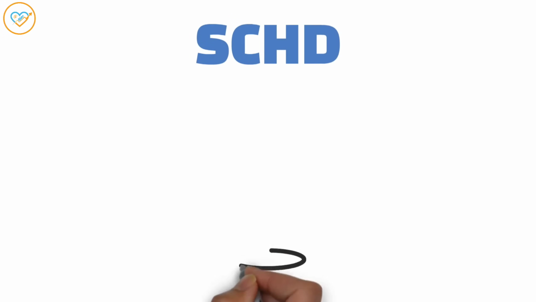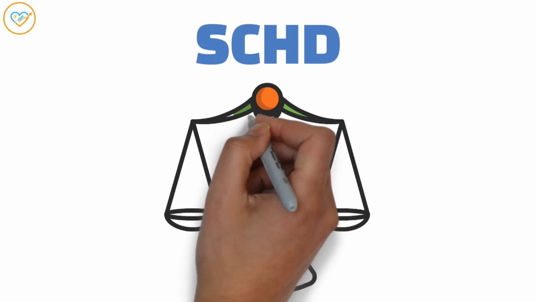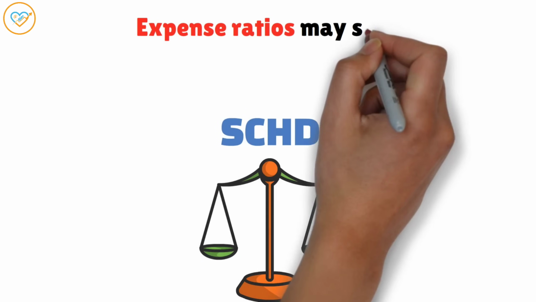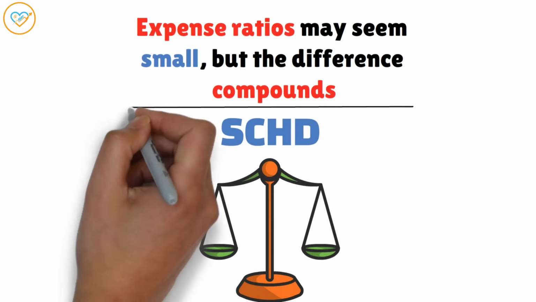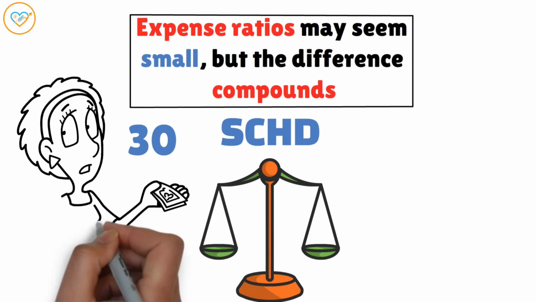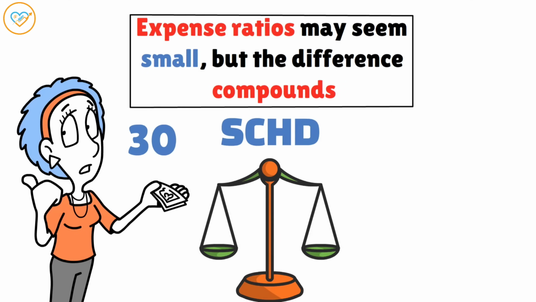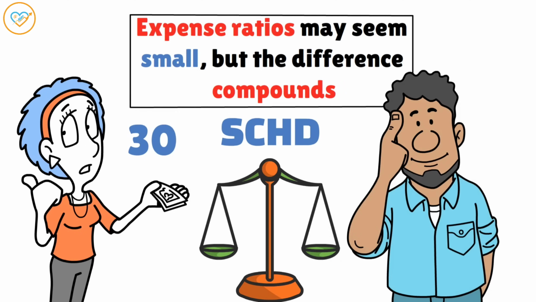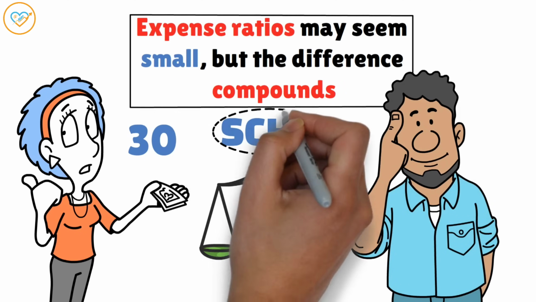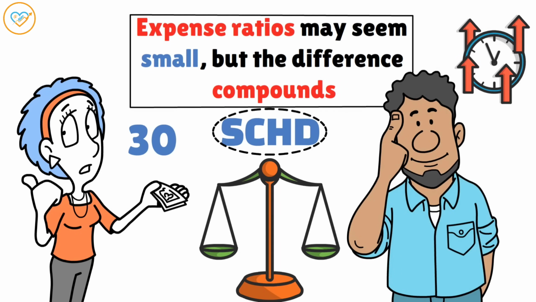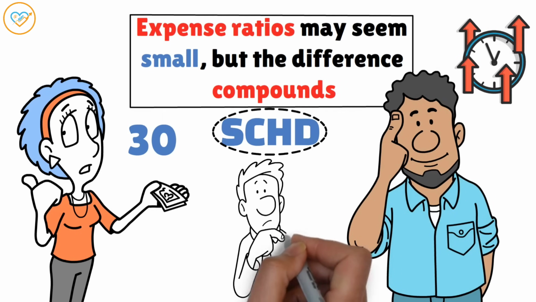With SCHD, you're getting similar results at a fraction of the cost, and that's a significant advantage for your bottom line. Expense ratios may seem small, but the difference compounds. Over 10, 20, or 30 years, paying higher fees can cost you thousands in lost returns. So, one of the smartest moves you can make is paying attention to these fees. By sticking with lower cost options like SCHD, you'll keep more of your earnings and maximize your gains over time. Avoid this mistake by understanding and leveraging SCHD's low fees to your advantage.